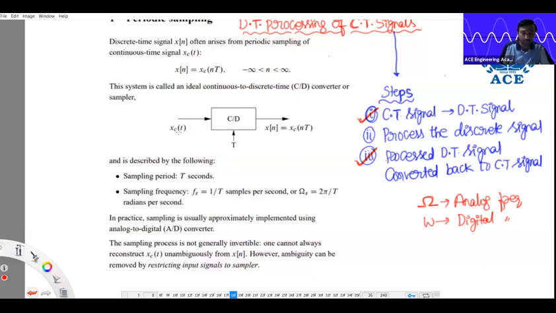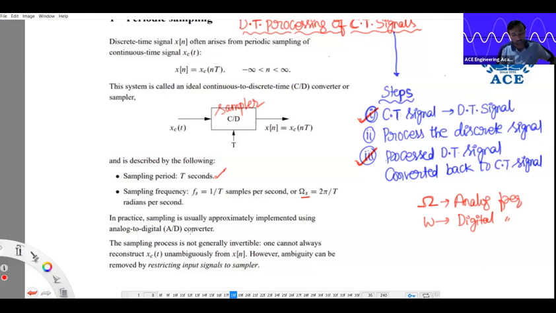First, the continuous signal x(t) is processed through a sampler, with a certain sampling period to get the discrete form. So what are the basic things it contains? Sampling period of T seconds and sampling frequency of 1 by T. What is the respective analog sampling frequency? Omega s equals 2 pi by T radian per second. Ideally, it is called a continuous to discrete converter.